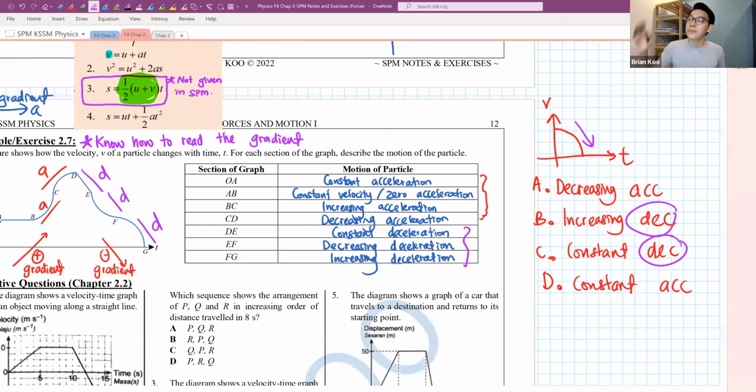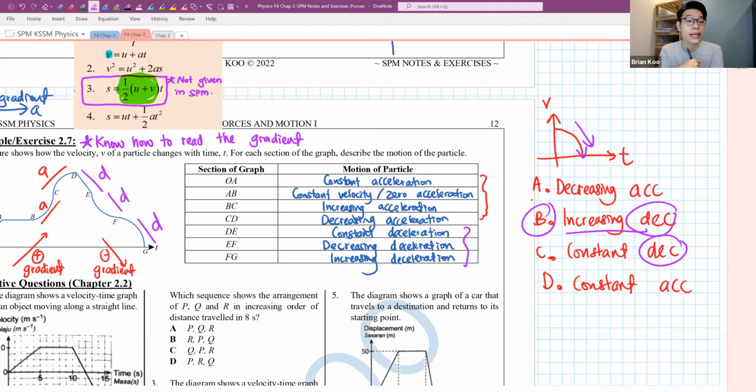And then the curve becomes sharper. At first it's flat, then become more dramatic, right? It becomes very sharp. So it's increasing deceleration. It drops down very quickly. Answer is B. Okay, so this is more to prepare you for your objective.